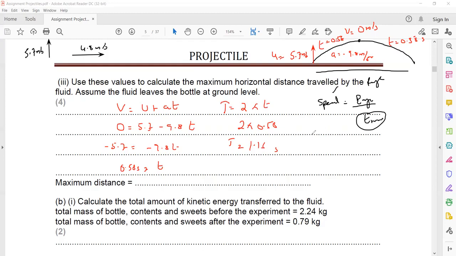So how will we calculate the maximum distance or the range? So range is speed multiplied by time. But the range depends on the horizontal component. So we need the horizontal component here.